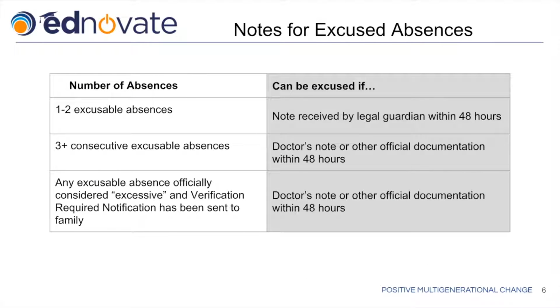So for excused absences, like noted before, if it's 1 to 2 excusable absences, the note needs to be received from the legal guardian within 48 hours. If it's 3 or more consecutive excusable absences, then a doctor's note or other official documentation needs to be received within 48 hours. And if you choose to send home the letter requiring verification, then it always needs to be a doctor's note or other official documentation within 48 hours, which we'll touch on more.